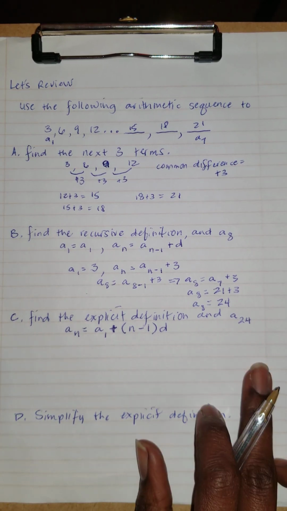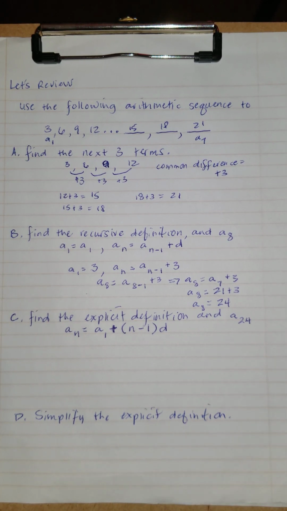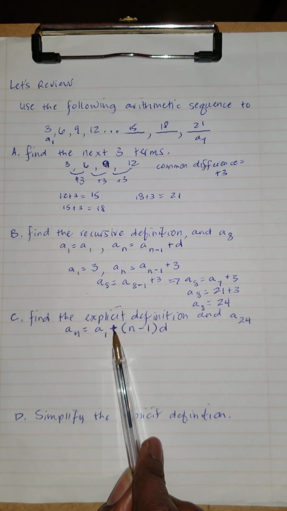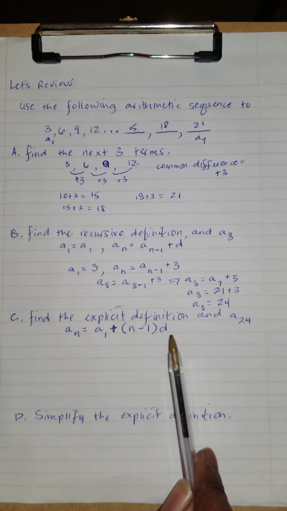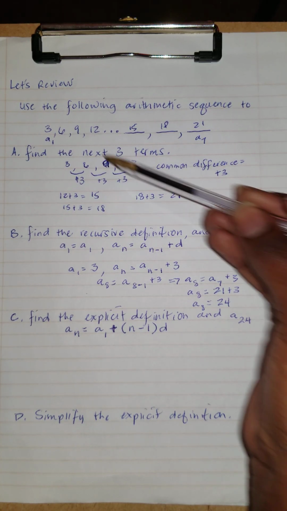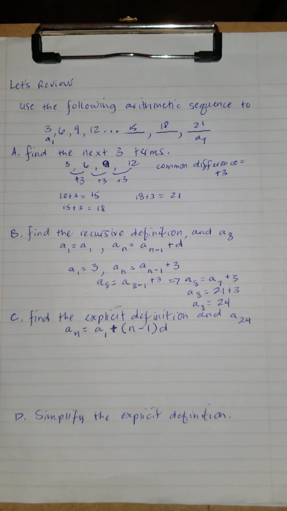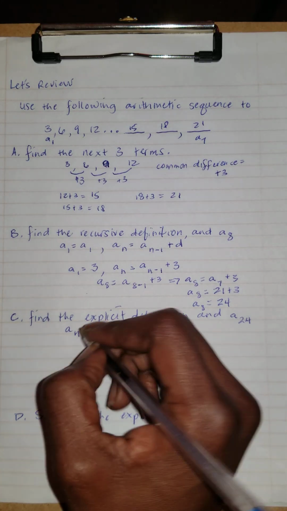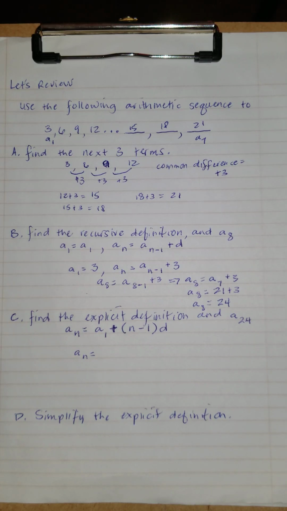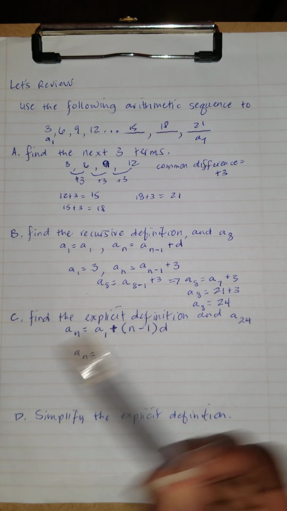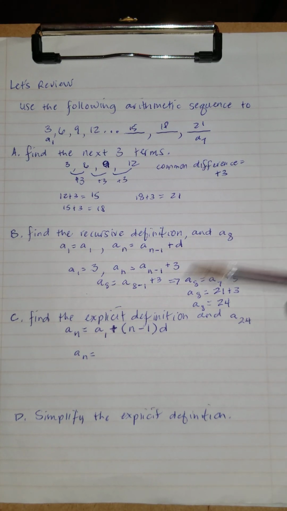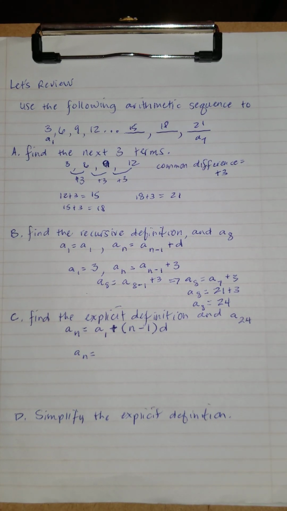Now let's look at finding the explicit definition. The equation for the explicit definition is A sub n equals A sub 1 plus n minus 1 times the common difference. We found the common difference to be positive 3. We know our A sub 1 is positive 3, so we're going to put some substitutions in. A sub n means I can find any term. Just going back to that ticket out the door yesterday, for recursive, you're going to need that first term and the previous term. For explicit, you can use the equation to find any term.